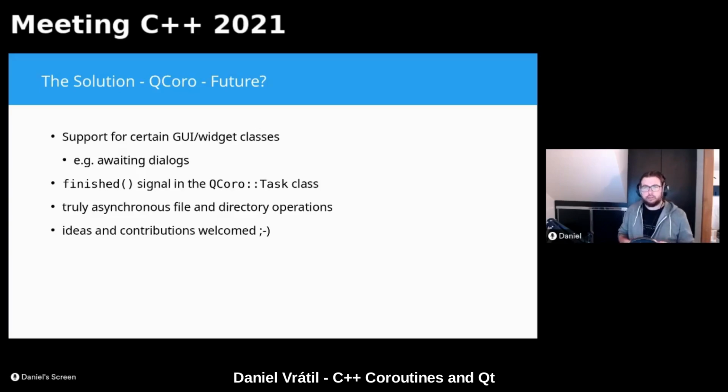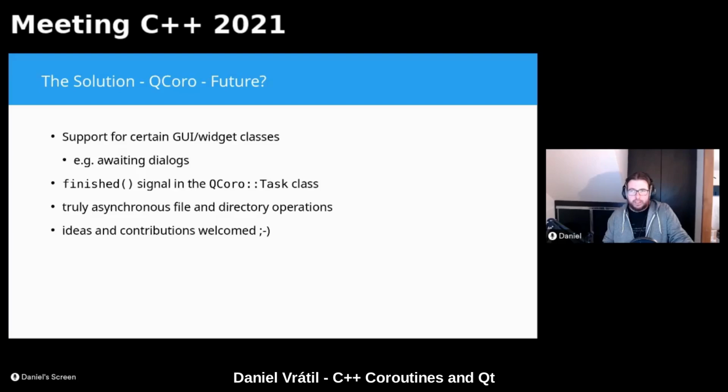But as I write more code elsewhere in Qt, or as I think about it, I always notice some new class where I say, oh, this one operation could be made into a coroutine, so I could co-await it. So I would definitely like to introduce support for some GUI and widget classes, like for instance, waiting for a dialog to complete or to be closed, accepted or rejected, and then returning the result as the return value of the co_await expression. So that might be interesting.